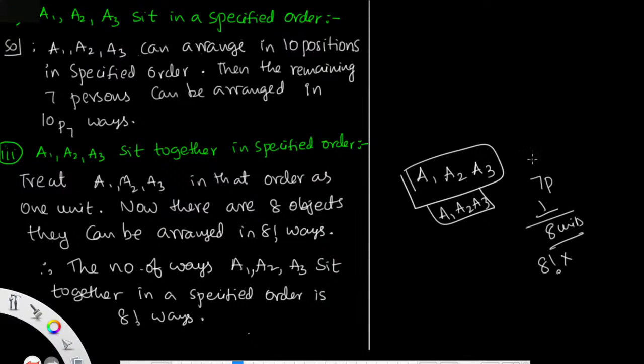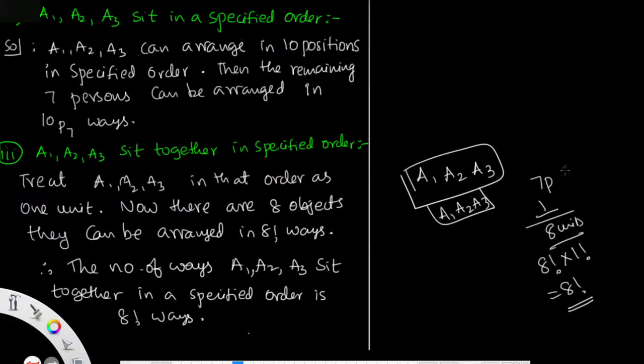Always that A1, A2, A3 in the same pattern. That means they are in 1 factorial. They can be arranged in specified order in 8 factorial. So my big question, read properly: A1, A2, A3 sit together in a specified order. So there is no change in the order of the persons A1, A2, A3. That is why in that order we treat them as one unit.